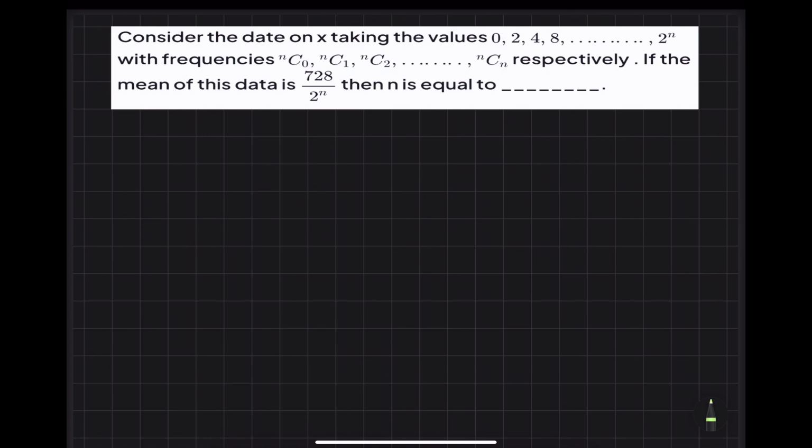So, we have a wholesome new problem which says: consider the data x taking the values this. So, this is xi: x1 is this, x2 is this, x4 is this, and so on, with frequencies this. So, this is fi: f1, f2, f3, fn, respectively. If the mean, so these guys are talking about mean, summation fi xi by summation fi, and already they have given you the mean is this, and you have to calculate the value of n. I hope you understand the question.